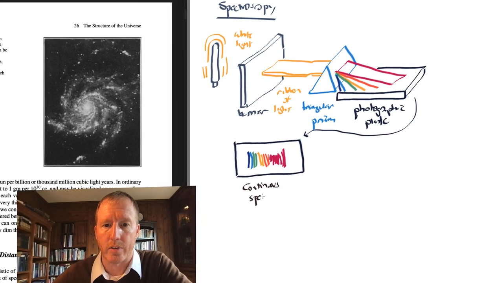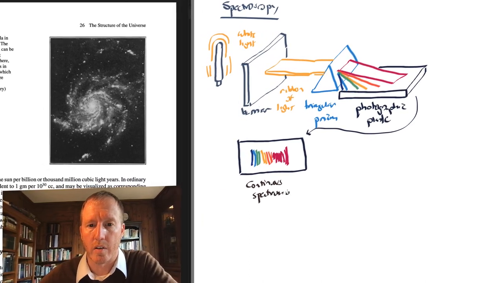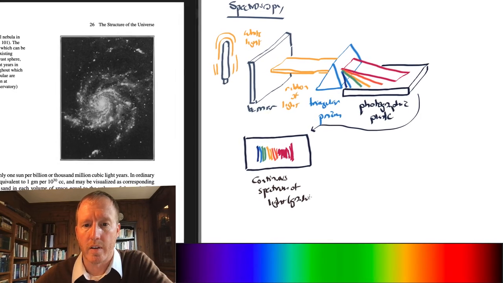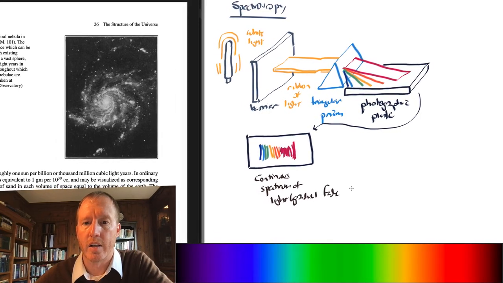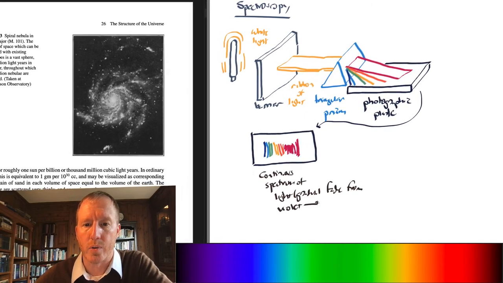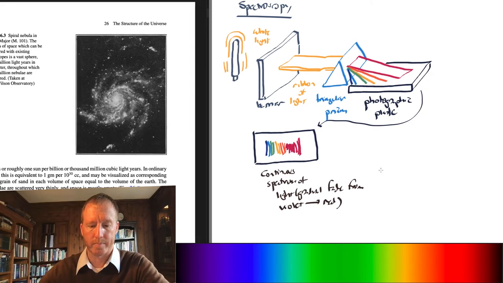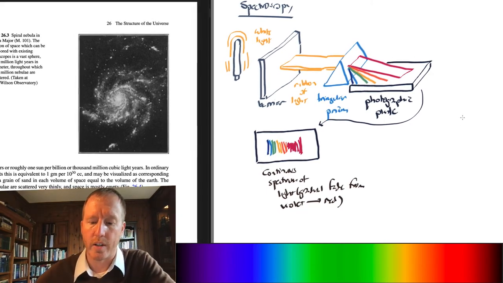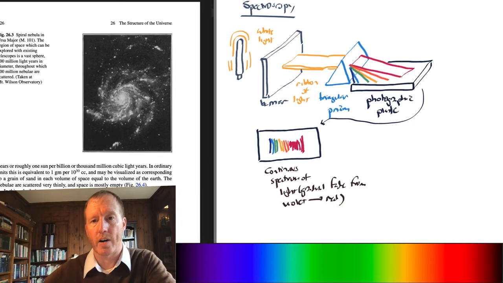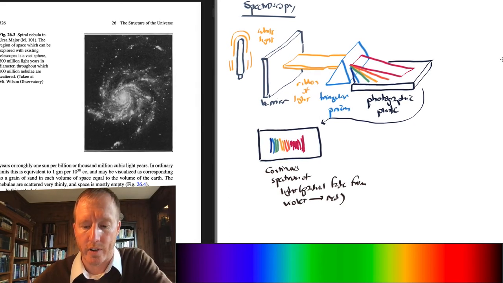Continuous spectrum of light that is a gradual fade from violet to red. Okay? So that is called the spectrum of that white light. You can divide it, the prism is used to divide it into these various colors.